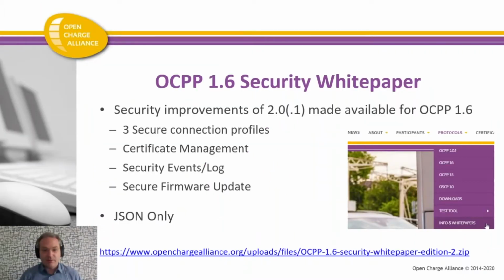About the white paper, I already introduced the functionalities that are in there. There's a number of connection profiles, certificate management, security events, and secure firmware update. And the title of the presentation already included 1.6J. It's JSON only. And if you want to acquire the white paper, you can go to our website. And if you go to the protocols menu and then to the info and white papers submenu, you can download it there. The direct link is also here in my slide.